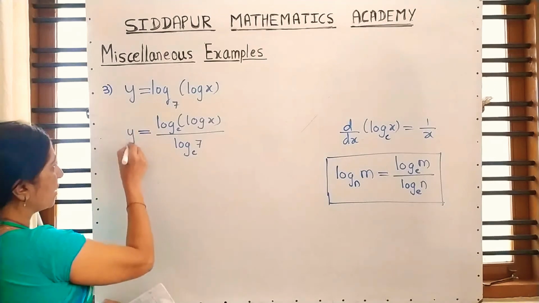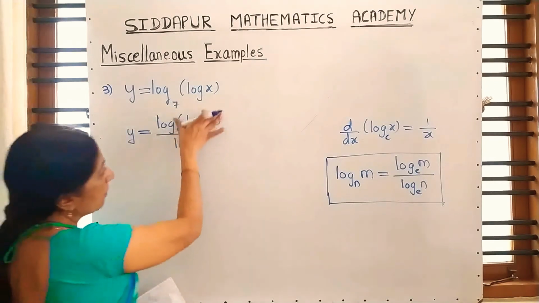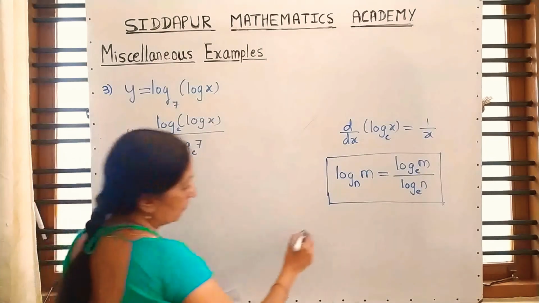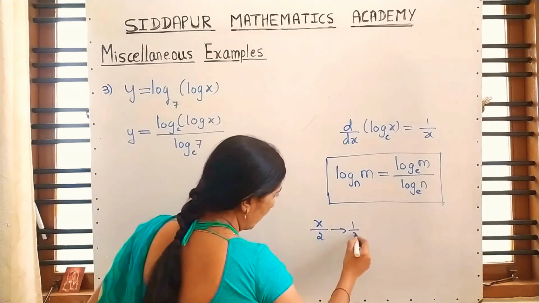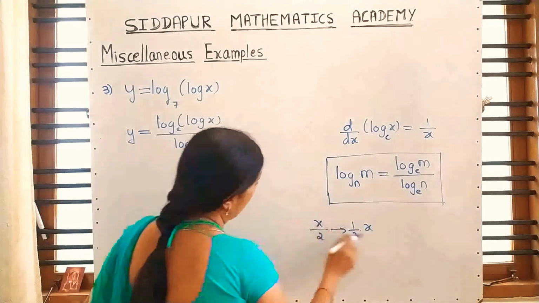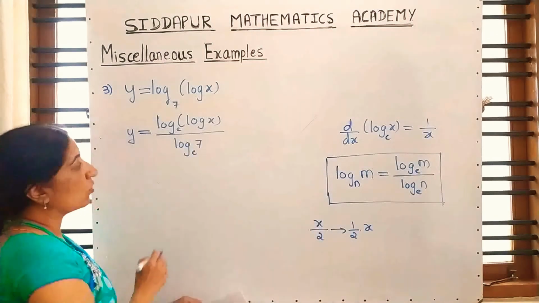That is y is equal to, and this whole term is written like this. Suppose if it is x by 2, how do you write? We will write 1 by 2 into x. And we are treating 1 by 2 as a constant. Like that.